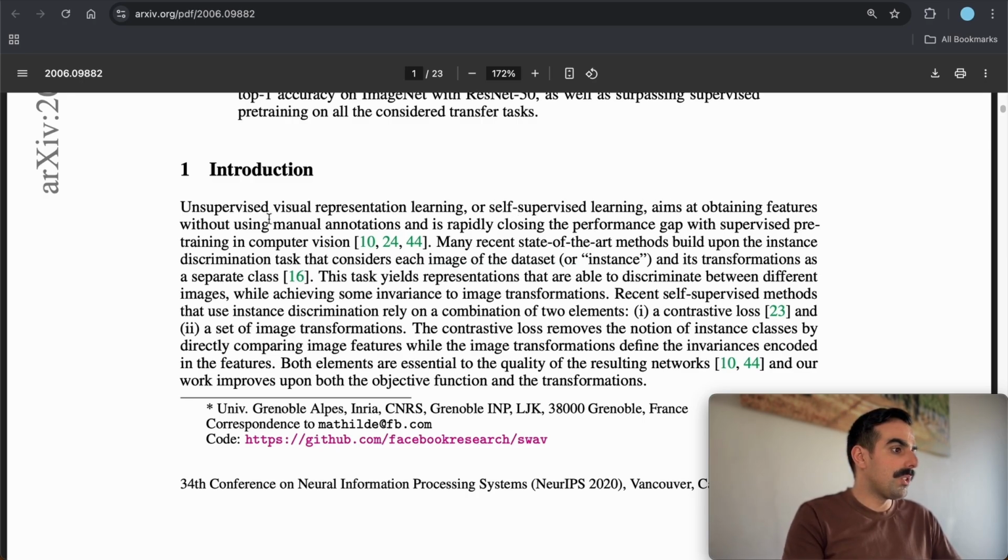It aims at obtaining features without using manual annotations, and it's rapidly closing the performance gap with supervised pre-training in computer vision. So sometimes it's called unsupervised learning, sometimes it's called self-supervised learning. But the point is, we are not using any labels to train the neural net.